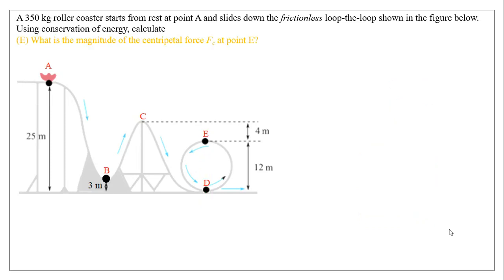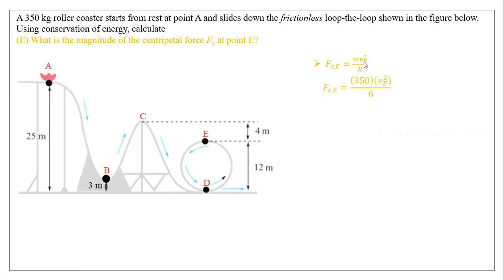All right. Part E wants us to find the magnitude of the centripetal force at point E. Well, point E is at the top of the loop here, which is 12 meters off the ground. So to find the magnitude of the centripetal force, all I have to do is apply the centripetal force function. It wants us to find F of C. So F of C is equal to mv squared over r. Which v? The v at point E. I know the mass, which is 350 kilograms. I know the r, which is 6 meters. The only thing I'm missing is VE, the speed at point E.